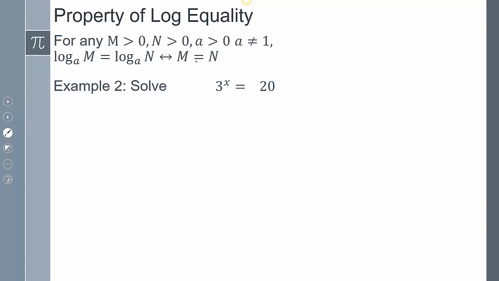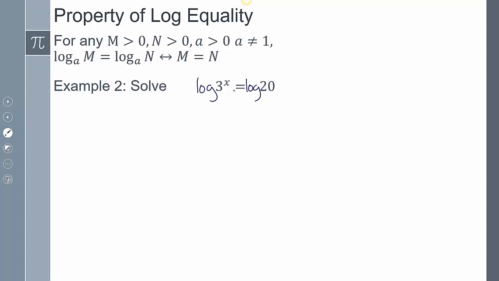What I want to do is, because there's no possible way here that I can find a common base, there's no way I can turn this 20 into 3, I want to take common log to both sides. Now that phrase common log, all that means is log base 10. It's the log that we get into our calculator.